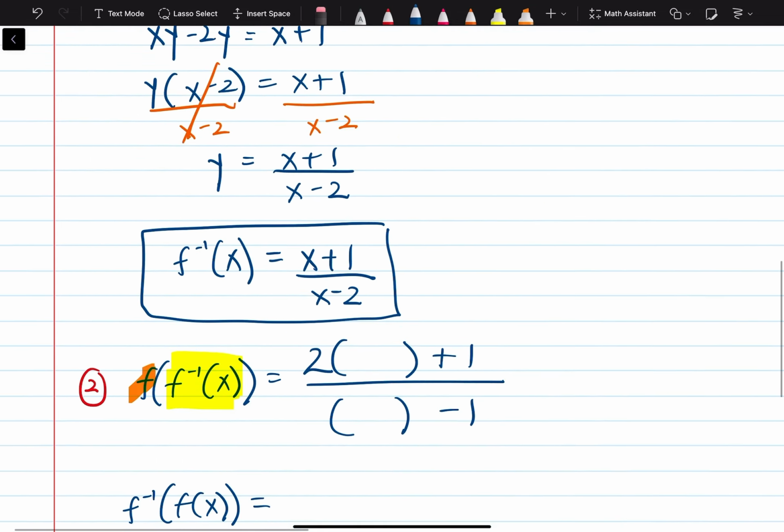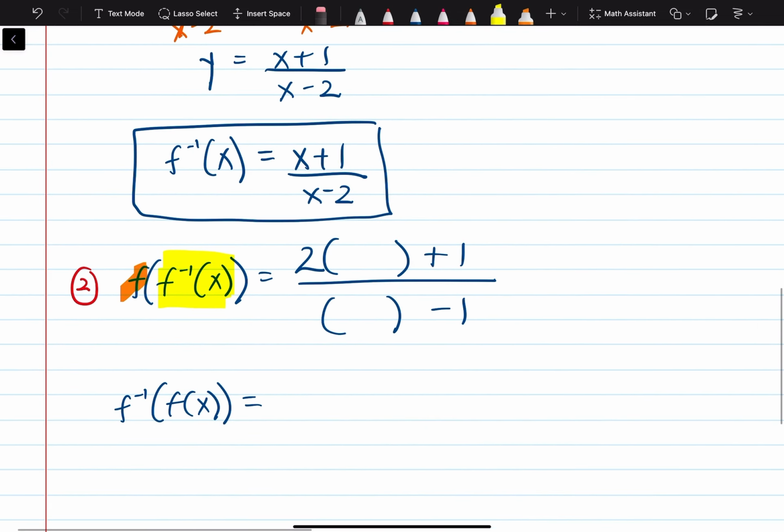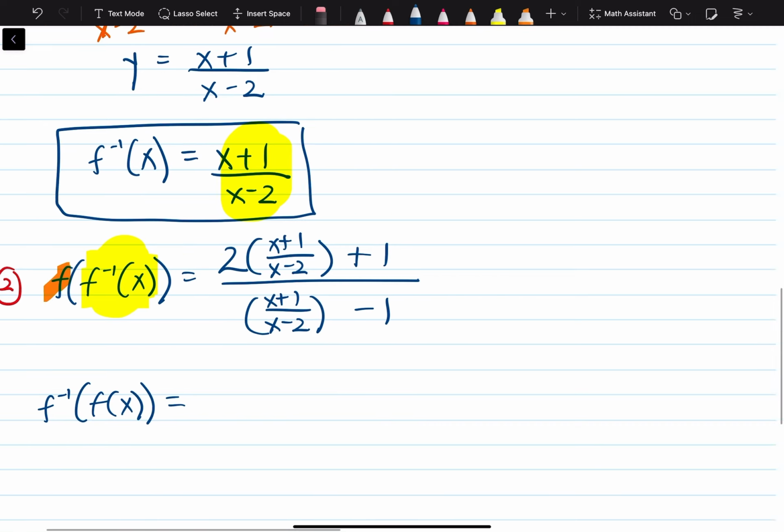But I am not substituting in x. I am substituting in the inverse that I just solved for, which is this. So for x, I am going to substitute in x plus 1 over x minus 2. Look, just by looking at this, it is a very involved fraction. So like I said, it's going to be a lot of simplifying here.